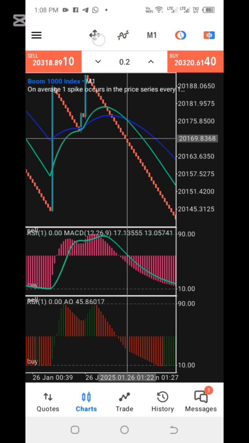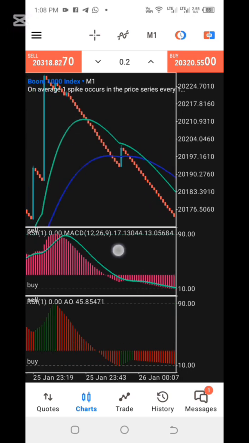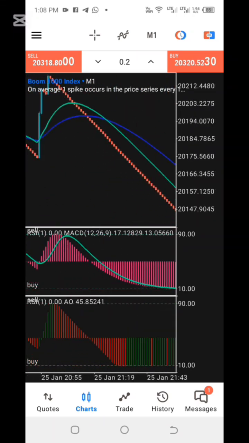Let's look for another perfect entry in Boom 1000. Here is another perfect entry.